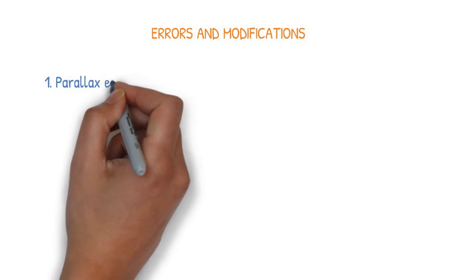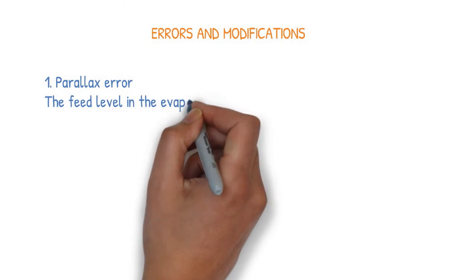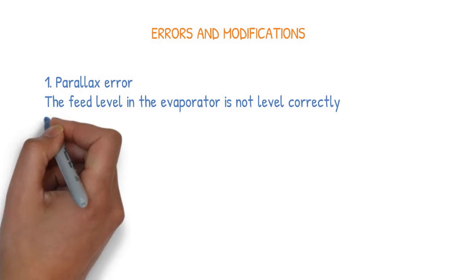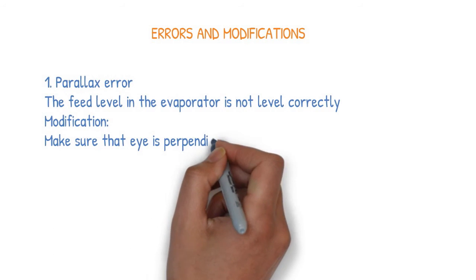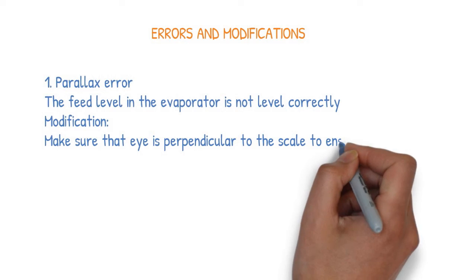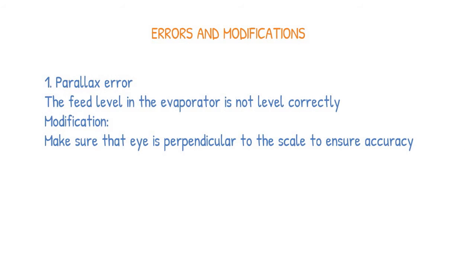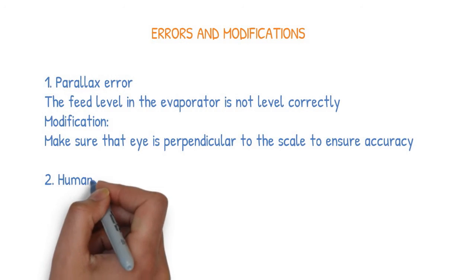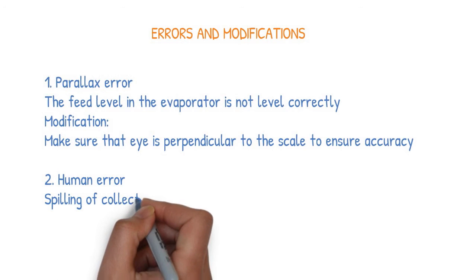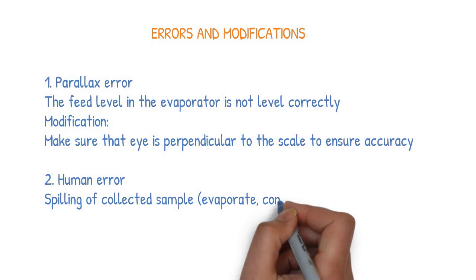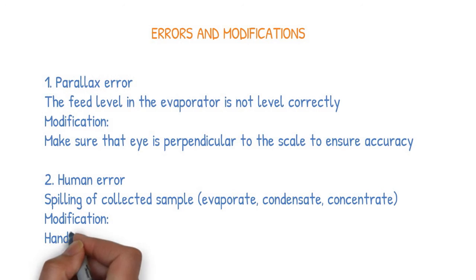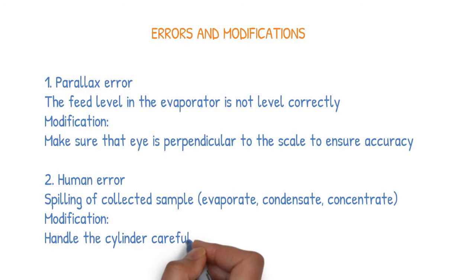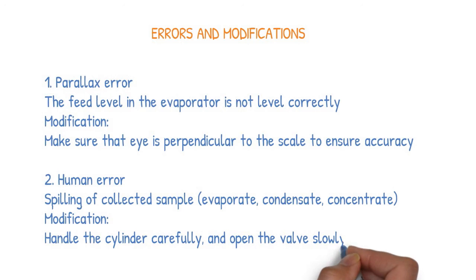The first one is parallax error, which is when the feed level is not leveled correctly. To solve this problem, one should make sure their eye is perpendicular to the level scale to ensure accuracy. The next one is human error, which is the spilling of evaporate, concentrate and condensate samples. To avoid spillage, one should handle the cylinder carefully and open the valve slowly.